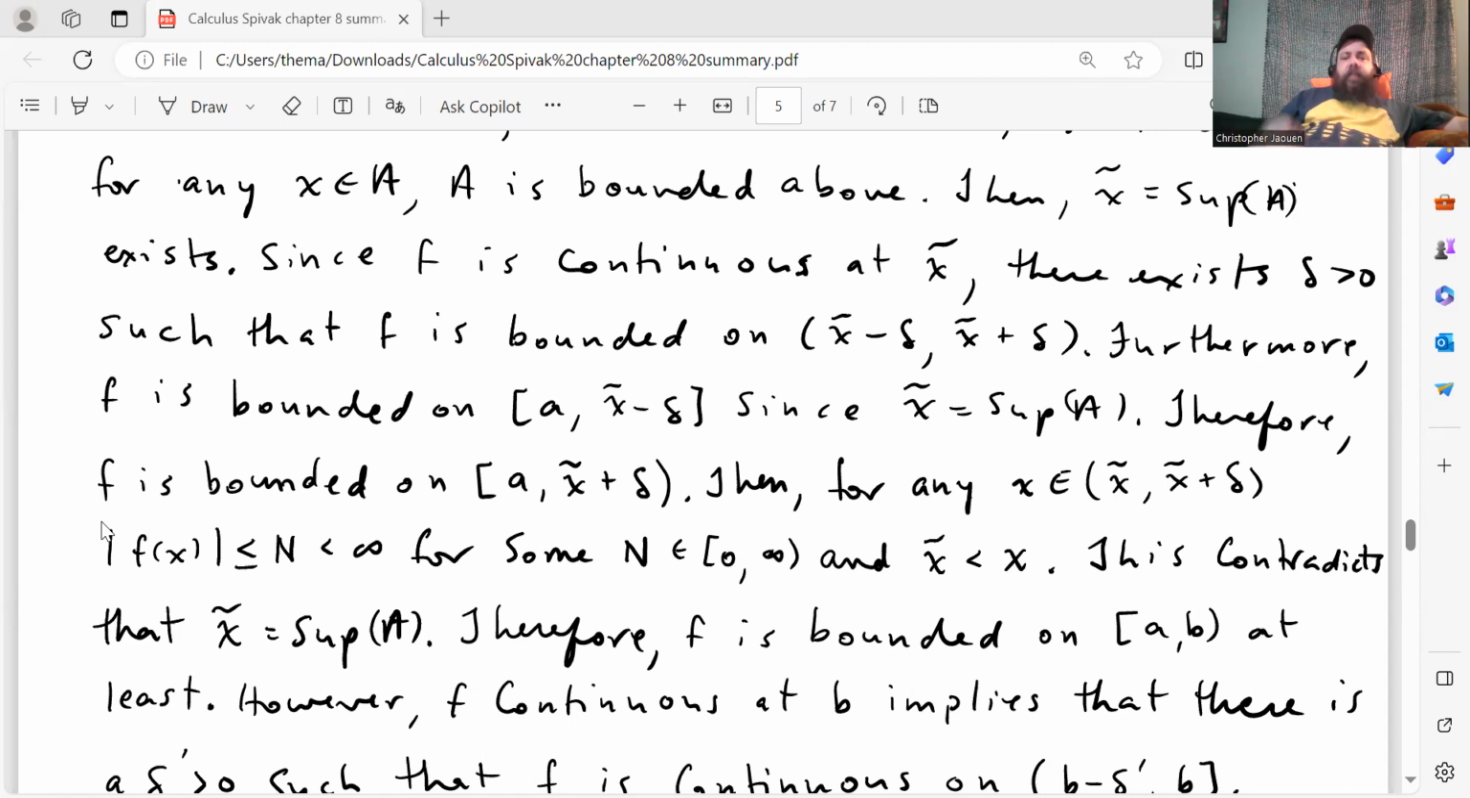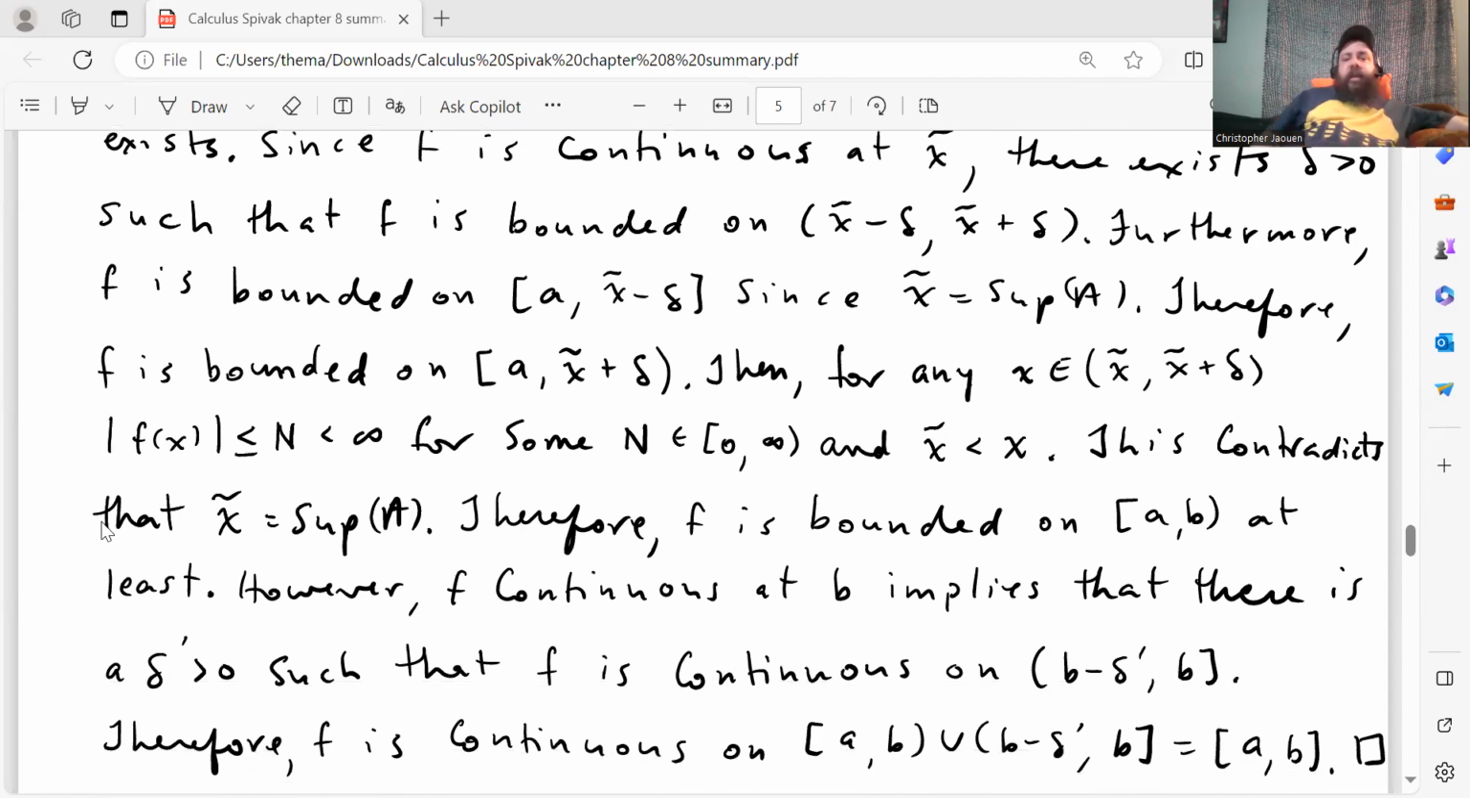Then for any x in the interval from x tilde to x tilde plus delta, f is bounded on that interval. So in other words, the absolute value of f of x is less than or equal to n, less than infinity, for some n in the interval from 0 to infinity, and x tilde is less than x, which contradicts that x tilde is the supremum of A. Therefore, f has to be bounded on the interval from a to b, including a, but not necessarily including b. So it has to be bounded at least on that interval.